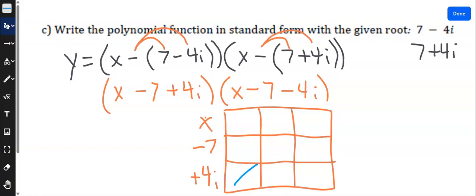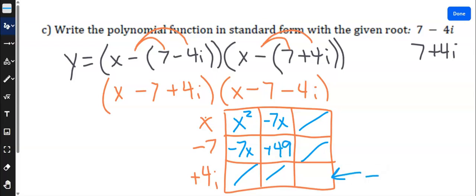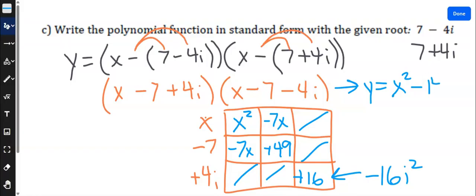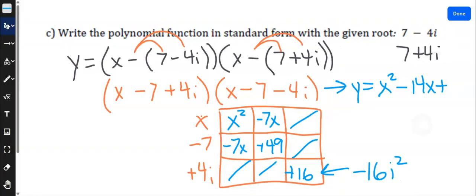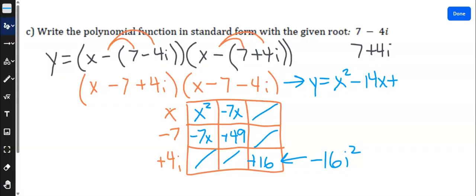Remind yourself which ones cancel out, those two, okay? So x squared minus 7x minus 7x positive 49. And down here I have negative 16i squared, which is really negative 16 times negative 1, which is positive 16. So final answer, y equals x squared minus 14x plus 49 plus 16, which is 65.